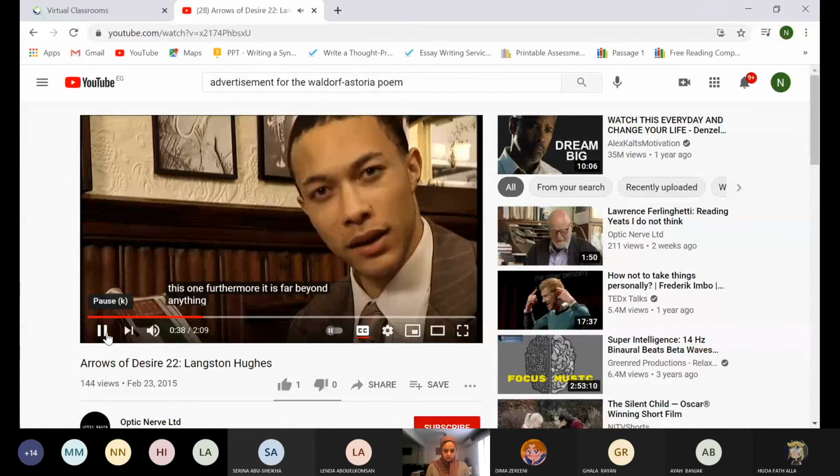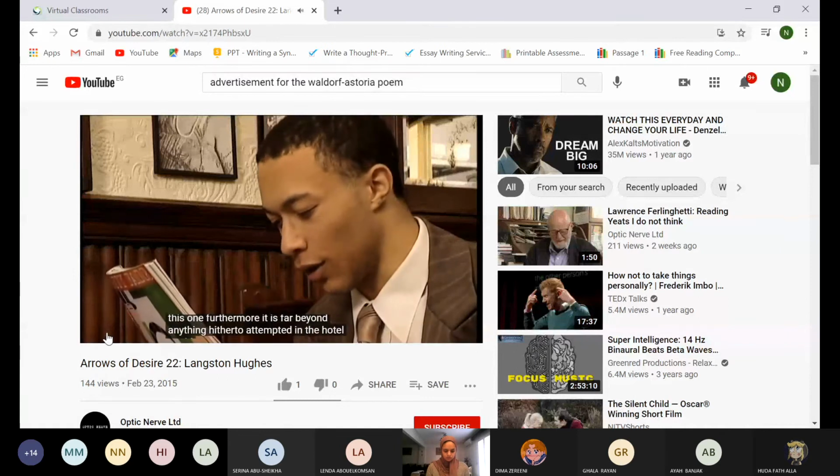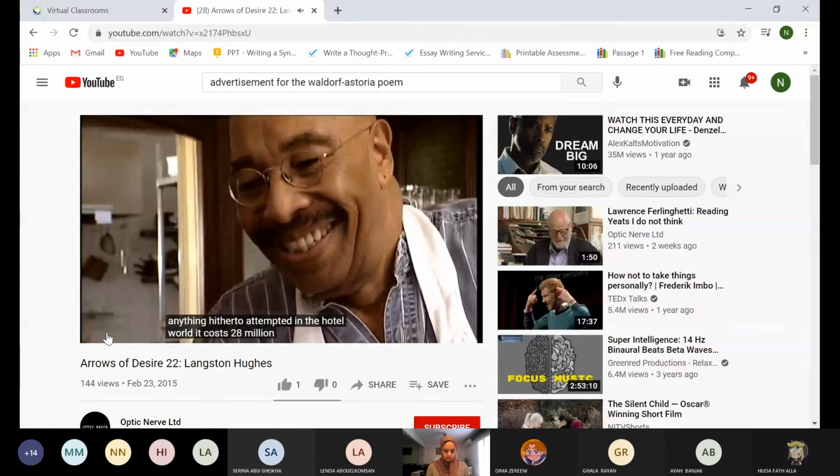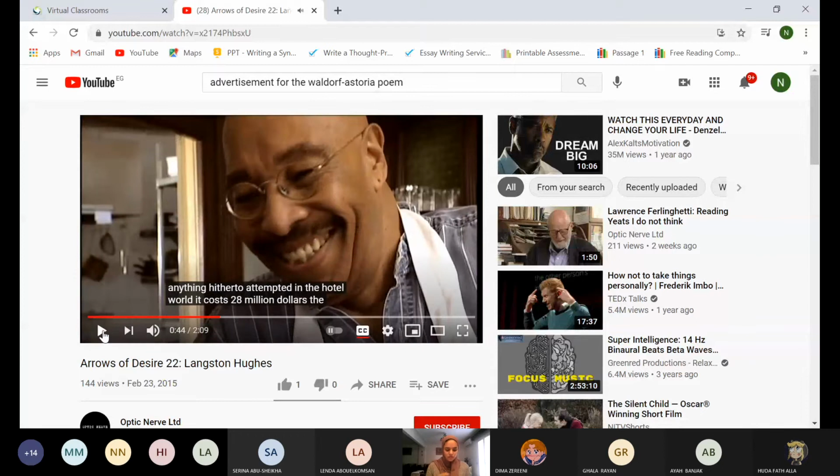It is far beyond anything hitherto attempted in the hotel world. It cost $28 million. Until now, it is the best hotel in the whole world. It cost $28 million for this hotel, and people are sleeping on newspaper in the street.